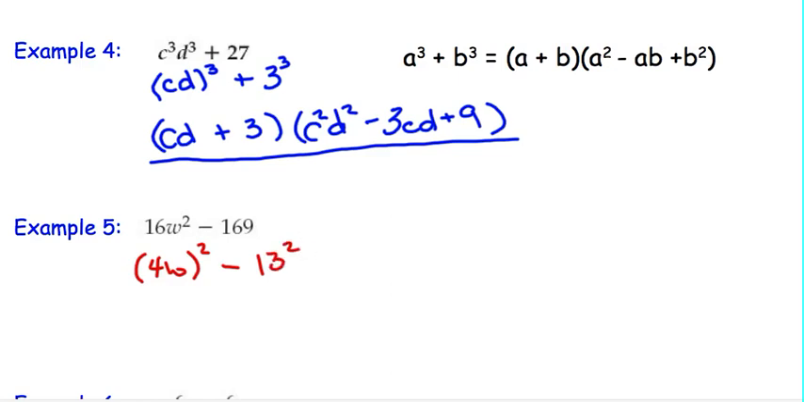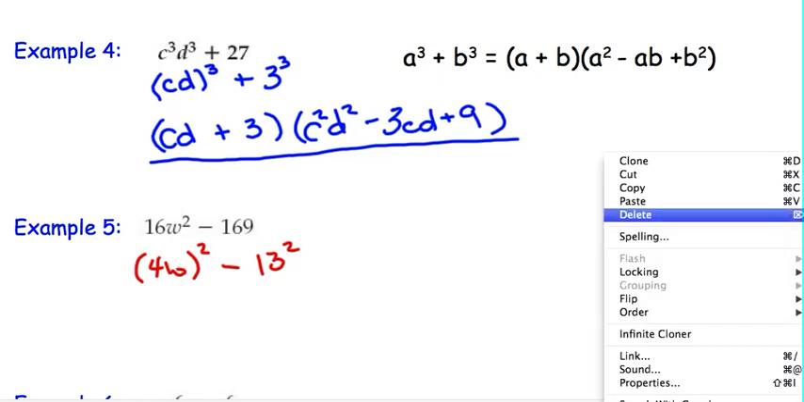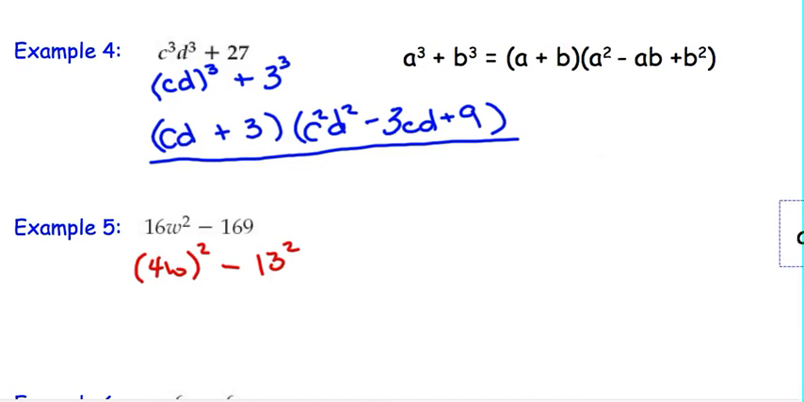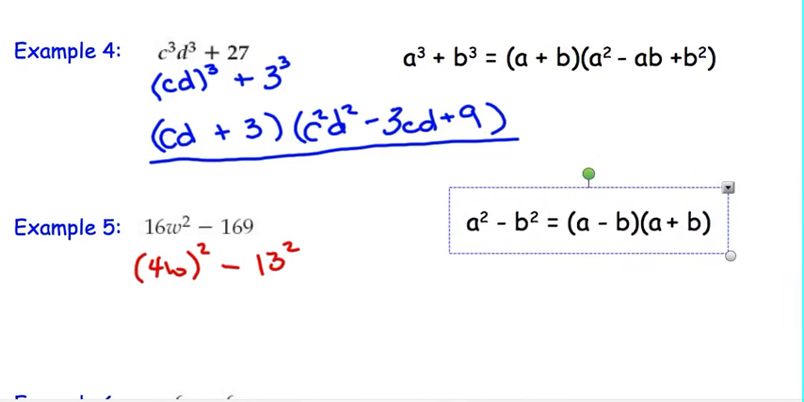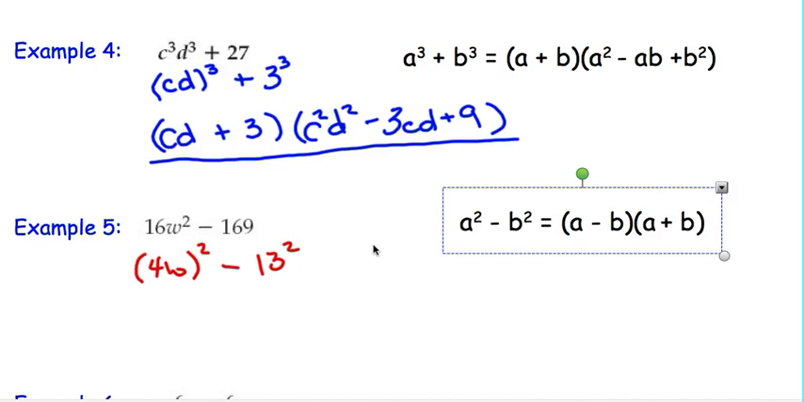So now I can look up above and get the formula that I need. They are both squares, and it is subtraction. Let me just take a pause right here and point out that the only formula that I have for squares is subtraction. So if this had been a plus sign, I would not be able to factor this, and I would just write down the fact that it is prime.